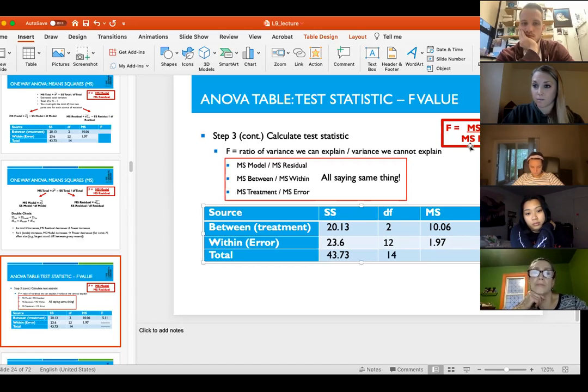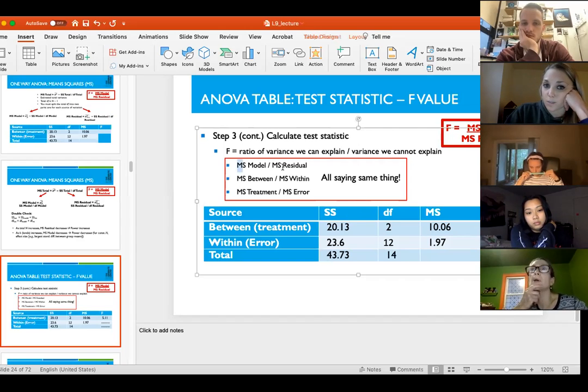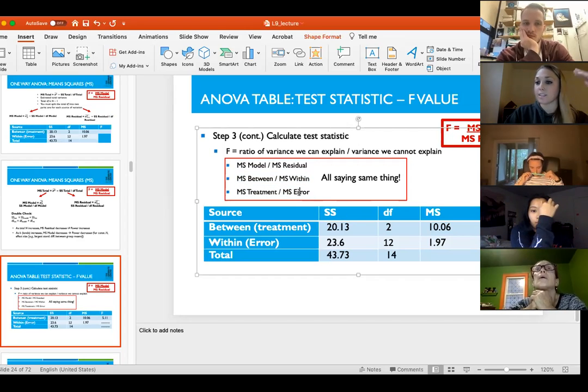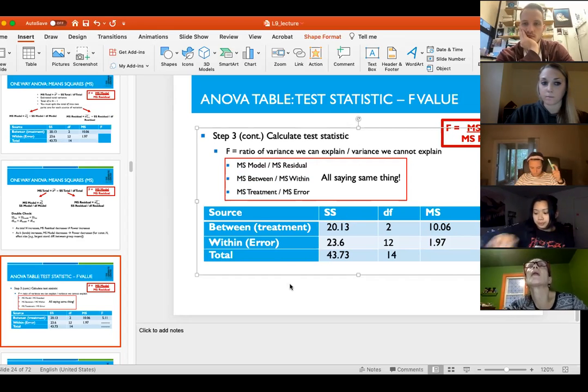Make sense? So whenever we say an F score or F ratio of this variance, you might see this written this way: MS model divided by MS residual, MS between divided by MS within, MS treatment divided by MS error. These are all saying the same thing. The denominator is the error variance that we cannot explain. The numerator is the variability that we can explain due to our manipulation.